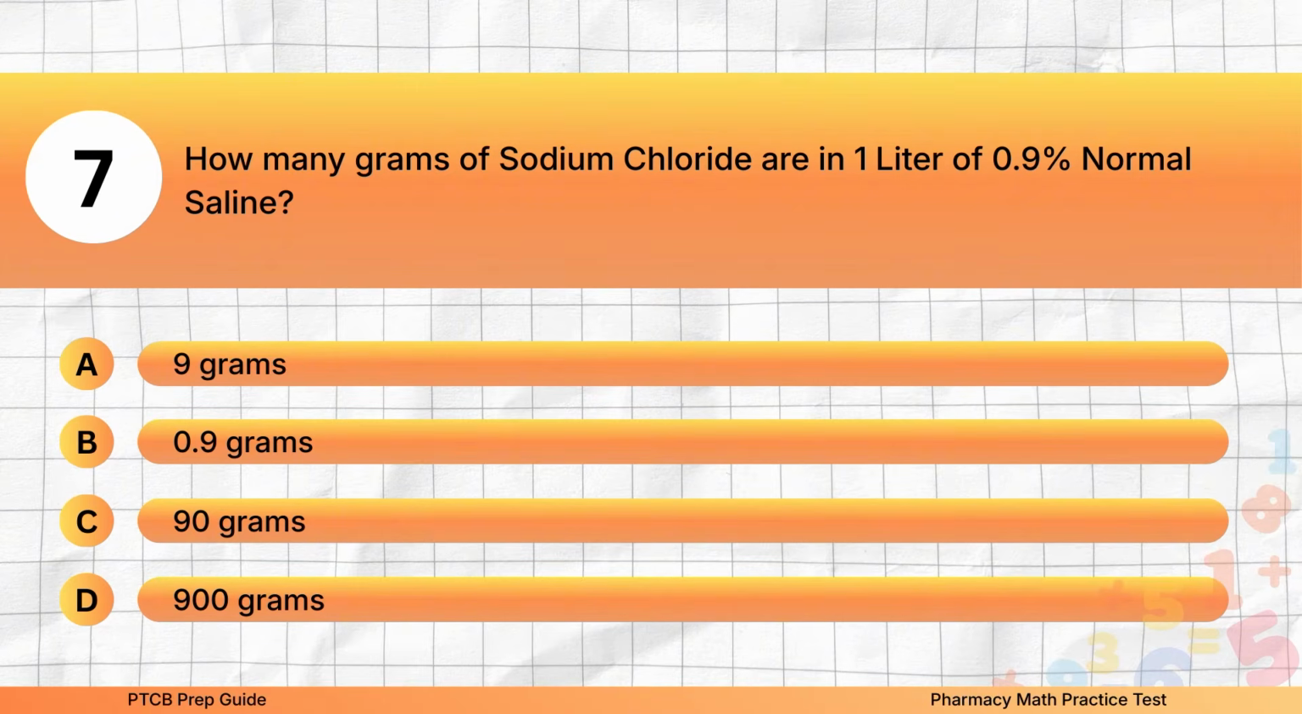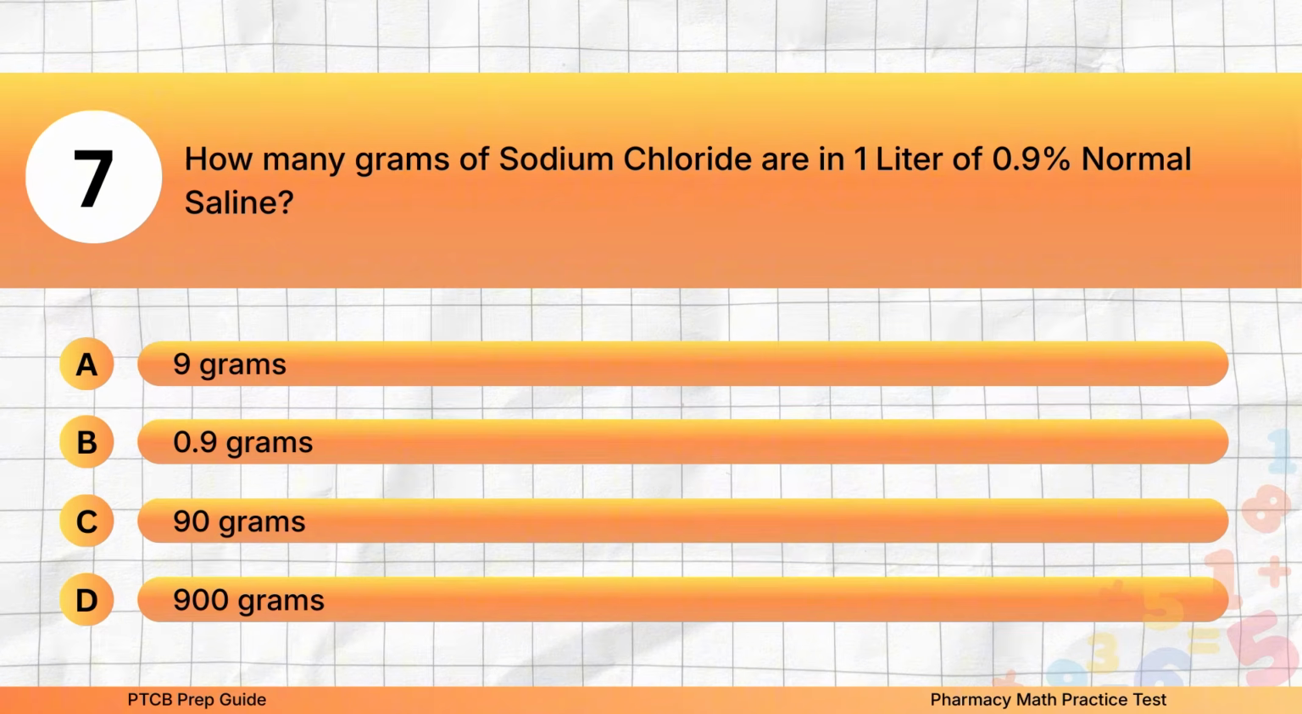Let's switch gears to percentage strengths involving normal saline. Question 7. How many grams of sodium chloride are in 1 liter of 0.9% normal saline? Check these out. A, 9 grams. B, 0.9 grams. C, 90 grams. Or D, 900 grams. Take a second to pause. Check your decimals, find the answer, and then I'll show you the breakdown.